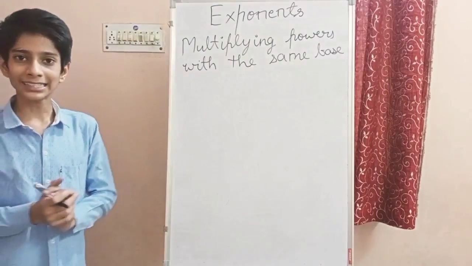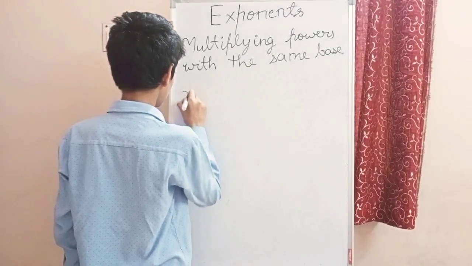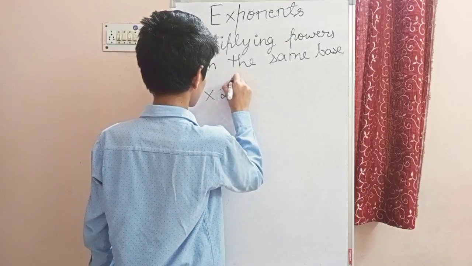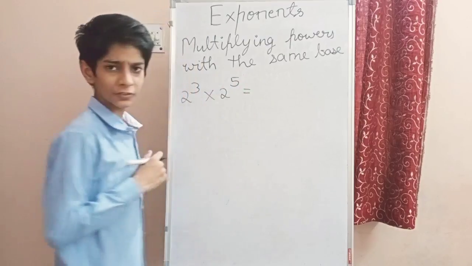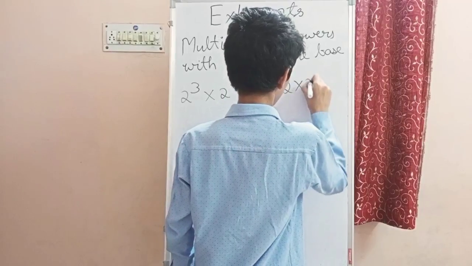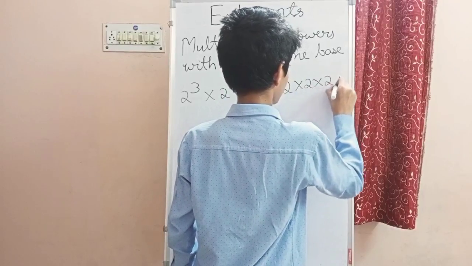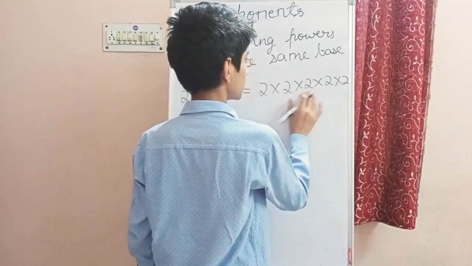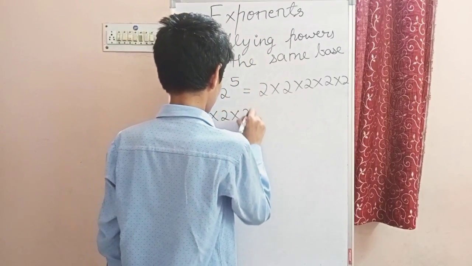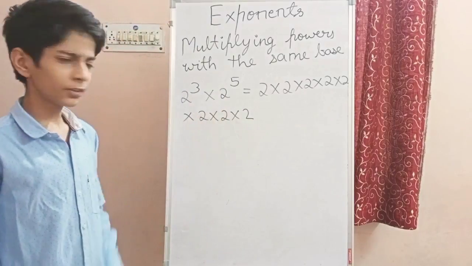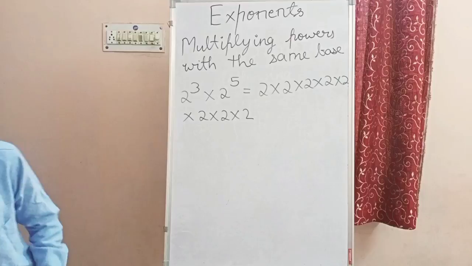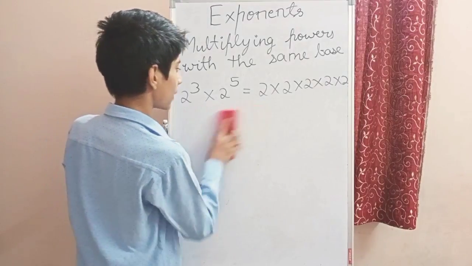Multiplying the powers with the same base. It means if we are doing 2 raised to the power 3 into 2 raised to the power 5, now how will we do it? We will do like this: 2 into 2 into 2 into 2 into 2, 5 times, and then into 2 into 2 into 2, it is 8 times. So will we do like this? No. We will simply write it as 2 raised to the power.